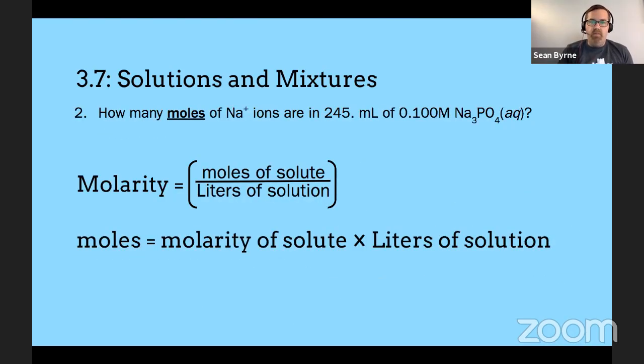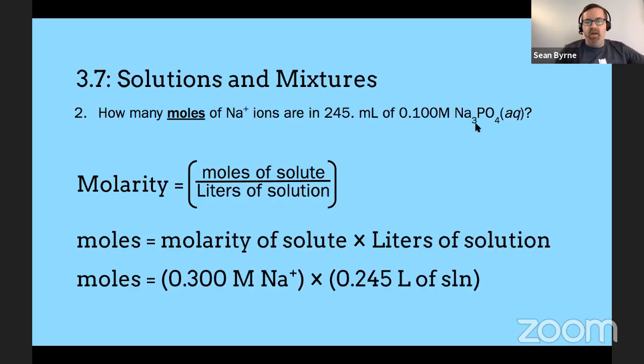Okay, problem number 2, we're going to start out with our same equation, but we need to rearrange it because we're looking for our number of moles, right? So moles of sodium ions. Again, this is going to be a little bit tricky. I hope that our sausage pizza fans out there recognize that we have 3 moles of sodium ions for every 1 mole of sodium phosphate. Okay, and so even though our overall solution had a concentration of 0.1 molar, our concentration of sodium ions was 0.3.